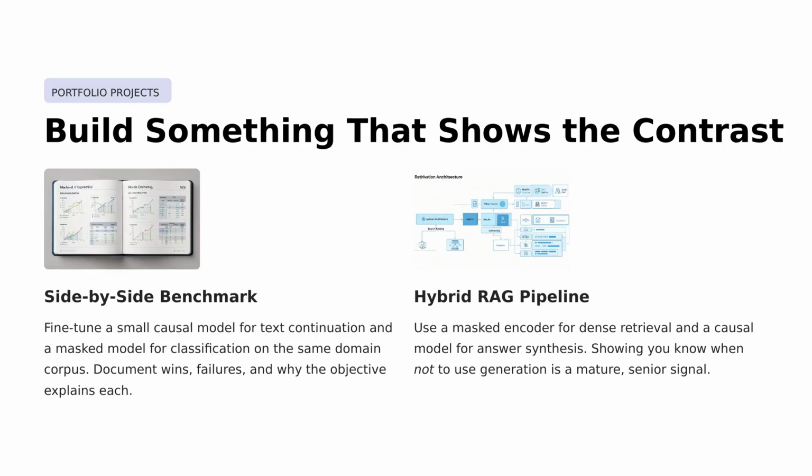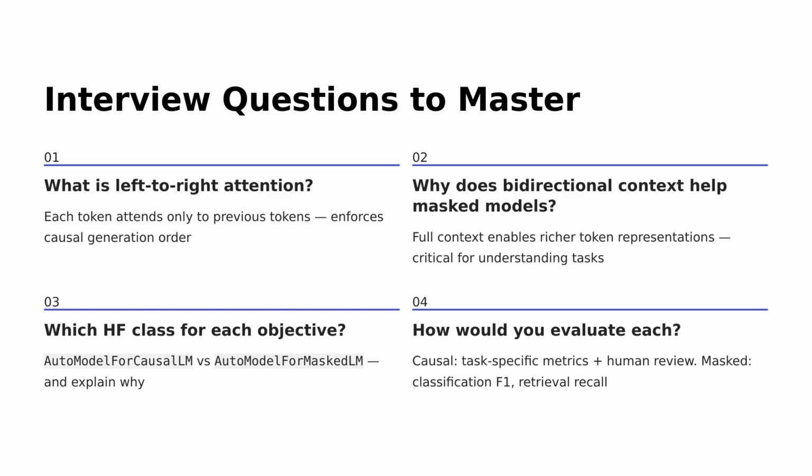For portfolio projects, build something that makes the contrast obvious. A strong example is a side-by-side benchmark. Fine-tune a small causal model for text continuation and a masked model for classification on the same corpus. Then explain the wins, failures, and how the training objective drives those results. Another great project is a hybrid RAG pipeline, using a masked encoder for retrieval and a causal model for answer generation.